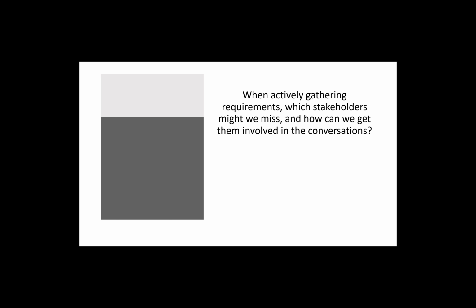And if you do that early in the project, as you design out the solution, you can begin to adapt and address these particular needs that people might have.